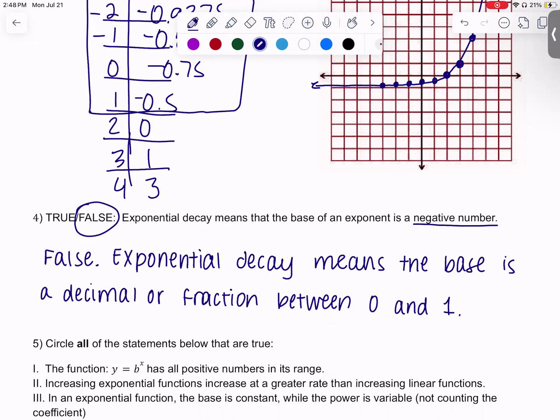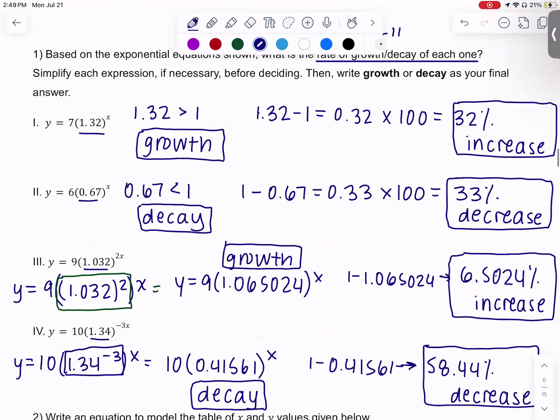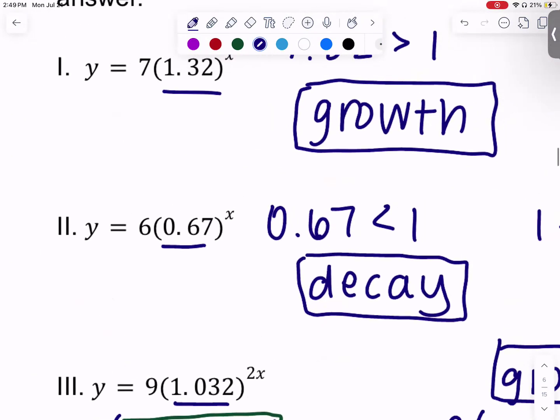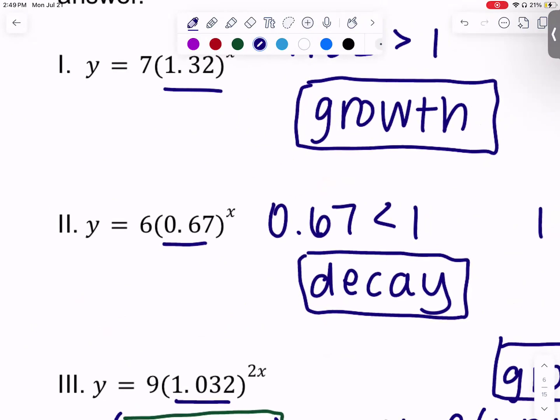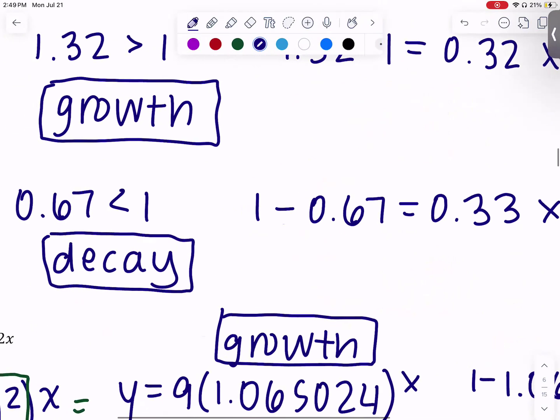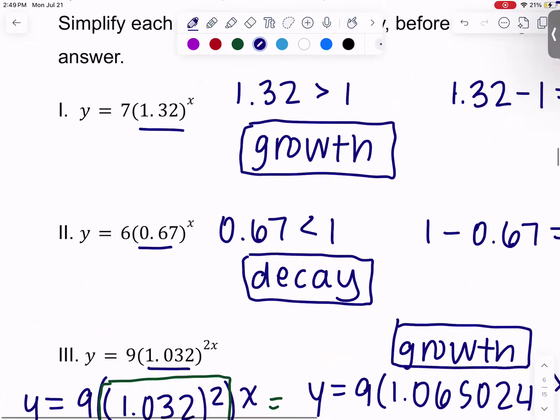When we taxed that person's salary at 4.7%, the base didn't become negative. It just became a decimal smaller than 1. It became 0.968. They were making 96% of their pay every year because they had to pay 4% to tax. In this example, choice 2, this one wasn't a negative b value. It was just a decimal less than 1, meaning we decreased by 33% every year, and this person's making 67% every year.